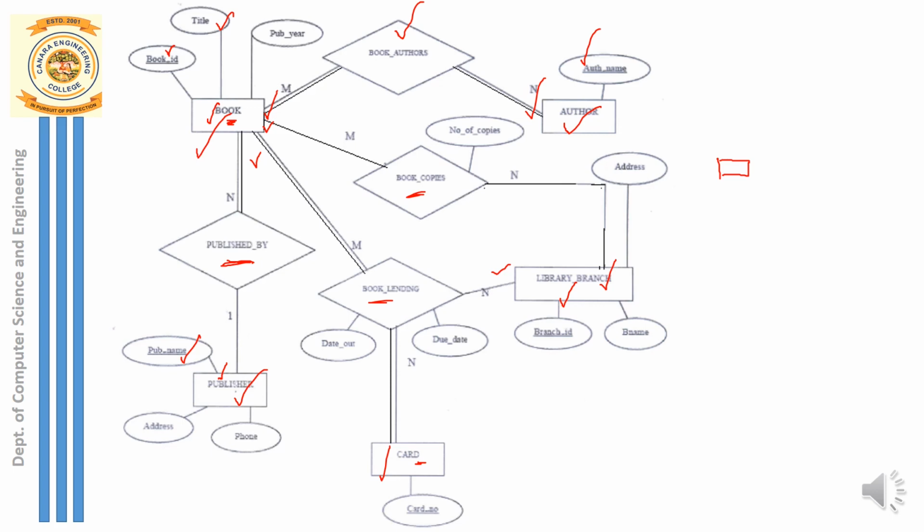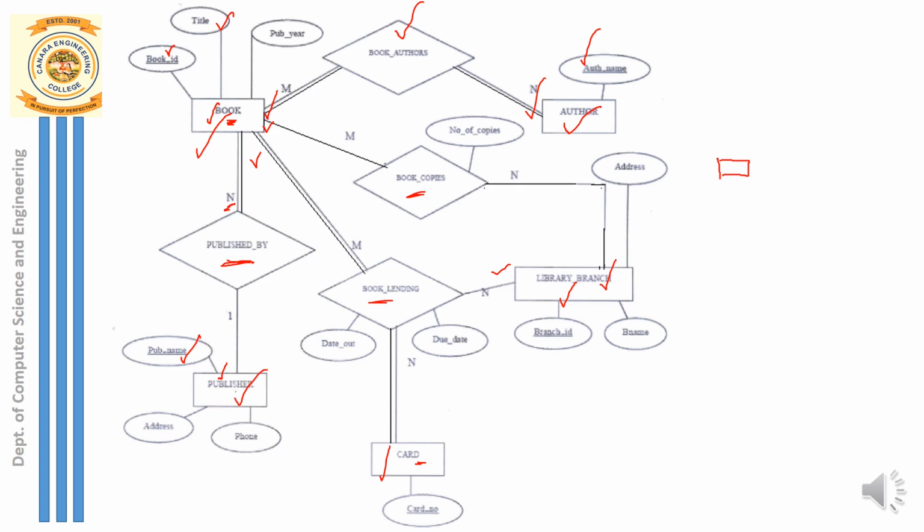So I cannot have, for example, Pearson, a publication name, that can publish multiple books. So Pearson publication can have a DBMS book, a CN book, an ATCI book also. One publisher can publish multiple books. But can I have one book, that is the DBMS book, which is published by multiple publishers like Pearson or Bosco or something like that? It cannot be. So one book must be published by only one publisher.